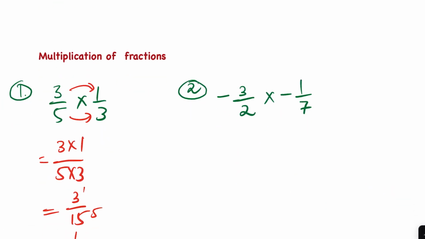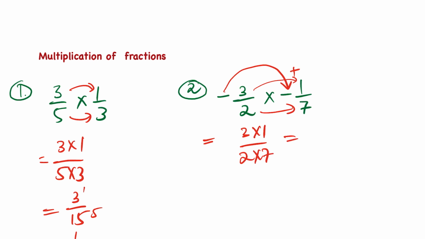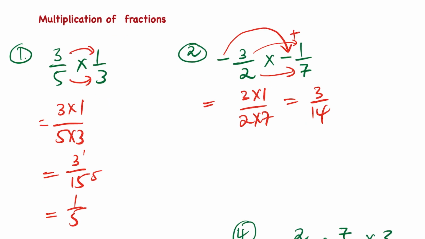And then let's look at this one. Number 2, we have this negative fraction multiplied by this negative fraction. So we have negatives there. We're going to start with the negative. Negative times a negative is what? Positive. And then numerator times numerator, denominator times denominator. So it's going to be 3 times 1 divided by 2 times 7, which is going to be 3 over 14.